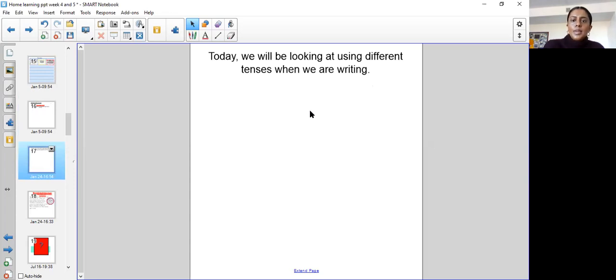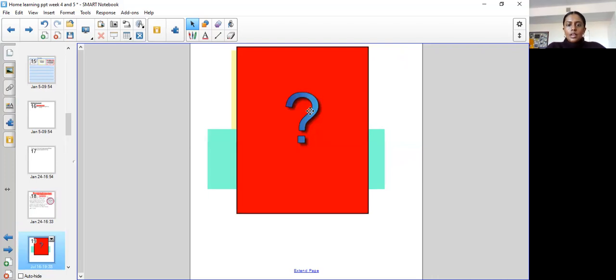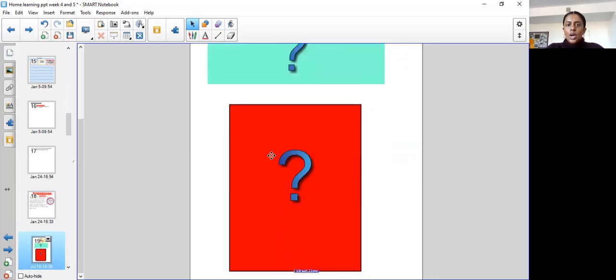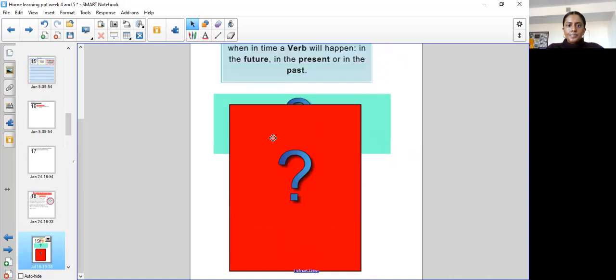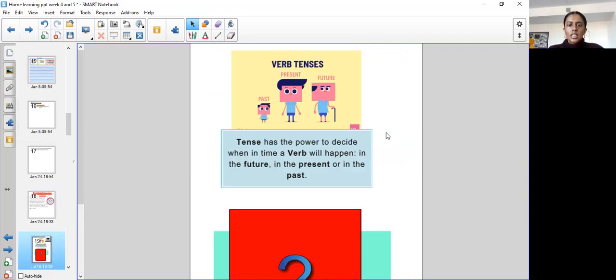Today we are going to be looking at using different tenses when we are writing. When looking at tenses, we are focusing on the verb in the sentences. Verbs are the active part of the sentence. They also show timescale, letting the reader know whether something is meant to take place in the past, present, or future. This is known as the tense of a verb. So we have past, present, and future. Tense has the power to decide when in time a verb will happen: in the future, in the present, or in the past.